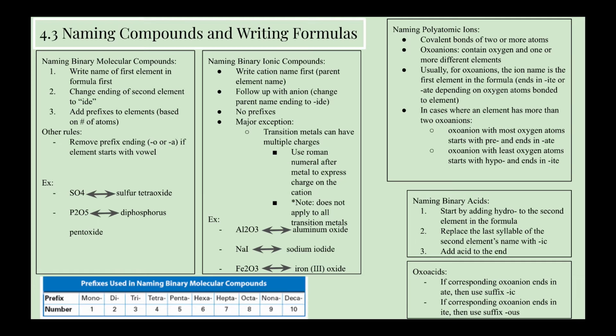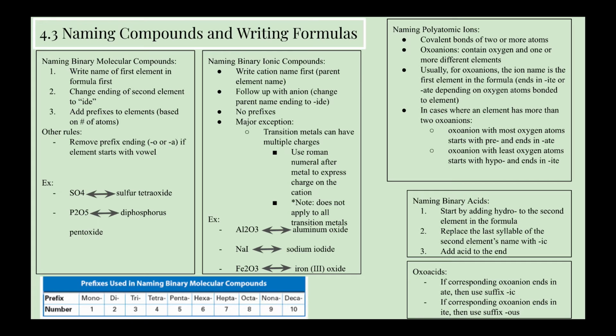Let's go ahead and move on to binary ionic compounds. The first step to writing their names is to write down the cation name first, and you just write the parent element name. Then you follow it up with the anion and change the parent name ending to "-ide". No prefixes are used because the number of atoms is implied by their charge.